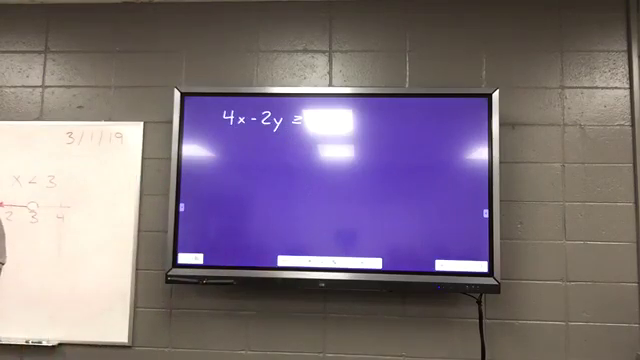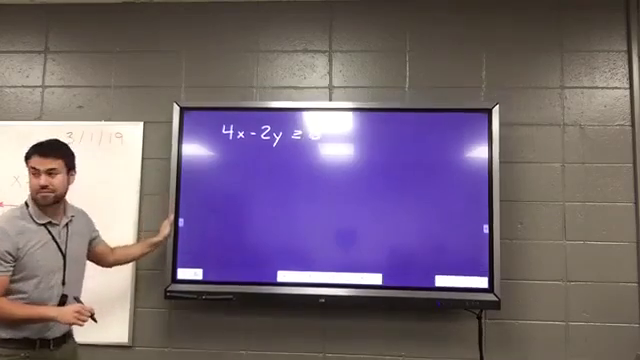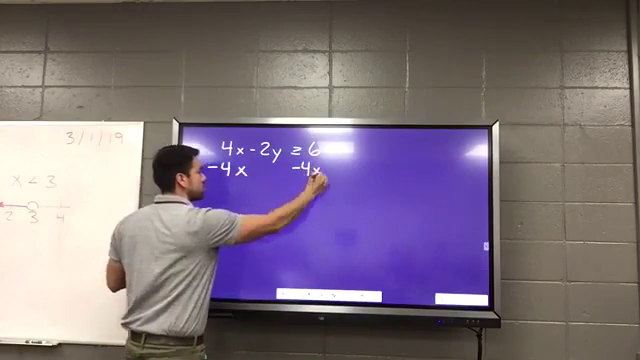What form do you think I want to get this inequality in? Slope-intercept. So someone walk me through slope-intercept form for this one. Yes, ma'am? Subtract 4x from both sides.